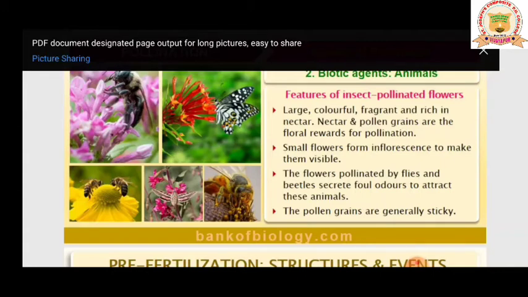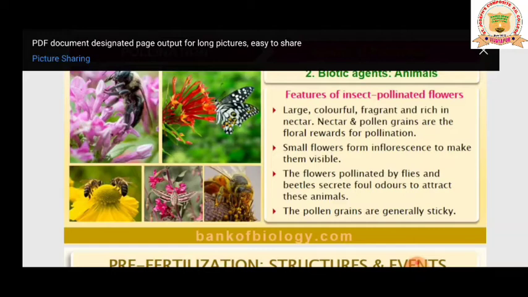of pollination. The flowers pollinated by flies and beetles secrete foul odor to attract these animals. The pollination which is carried out by certain flies and beetles, now they are going to secrete some kind of foul odor, the odor which we don't like, but it is an attraction for those flies.